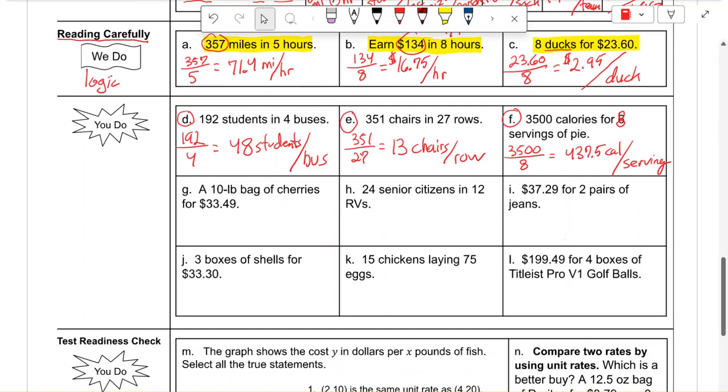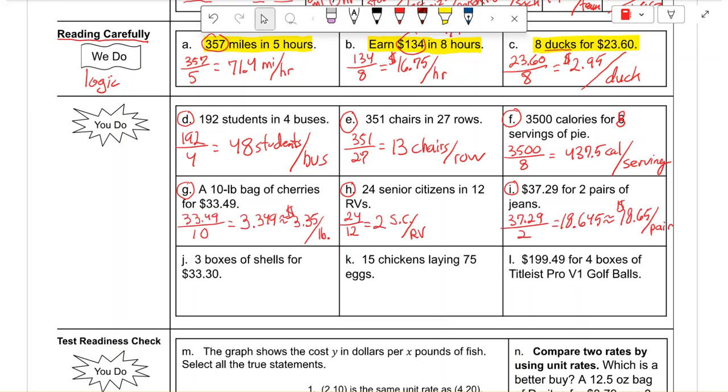All right, now I'd like you guys to pause the video and you're going to do G, H, and I, reading very carefully, making a good decision what your numerator is and what your denominator is. Pause now. All right, welcome back. Look at G. You can see it's $33.49 divided by 10. And look what happens when you do this. You get a lot of digits behind the decimal point. Well, it's money, so we have to round to the nearest penny, which is a 4. We look to the 9, and that raises that 4 up to a 5. So it's $3.35 per pound.